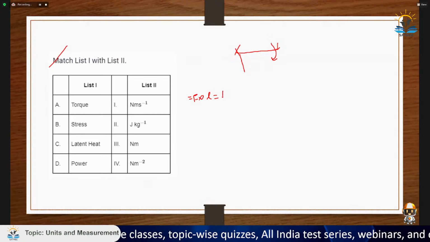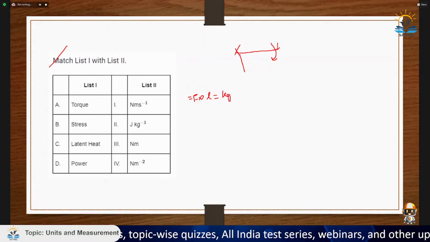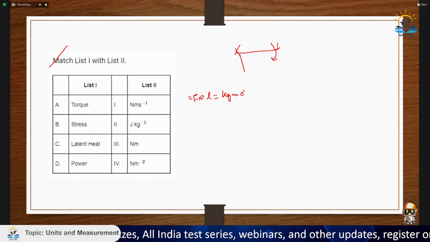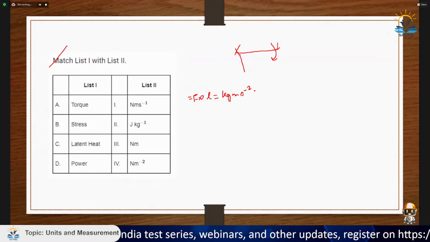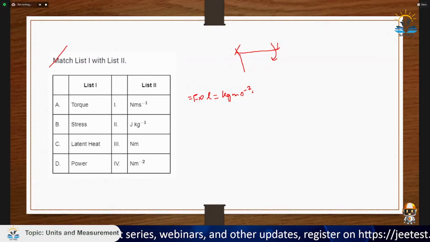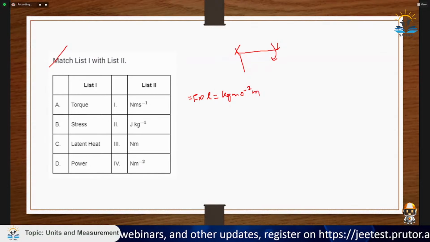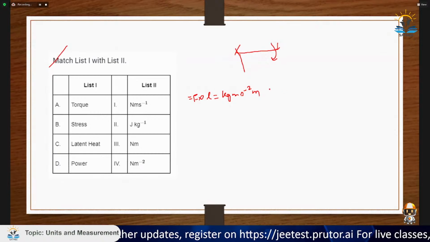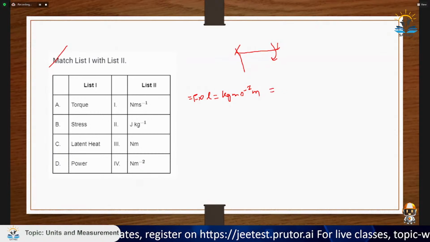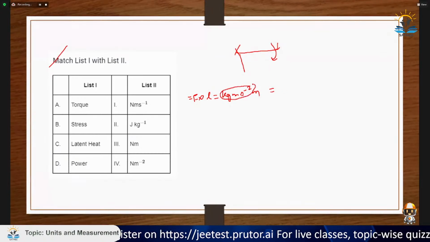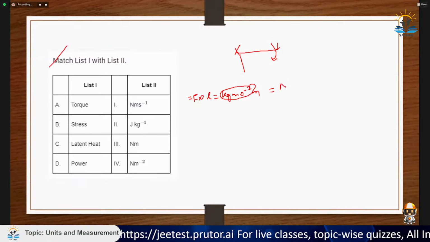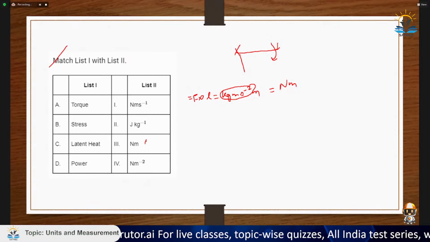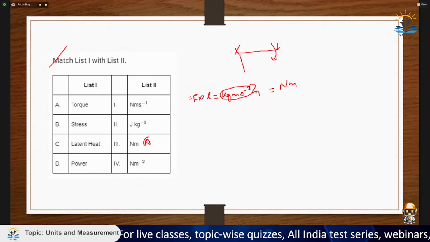So mass would be measured in kgs, and acceleration would be measured in meter per second square. So kg meter per second square into length in meters. So the answer would be kg meter square second minus square. And for force, we know that the unit of force is Newton. So they are basically saying that kg meter per second square, they are taking it as Newton. So the answer would be Newton into meters. So Nm is the third option, so it would be A1.